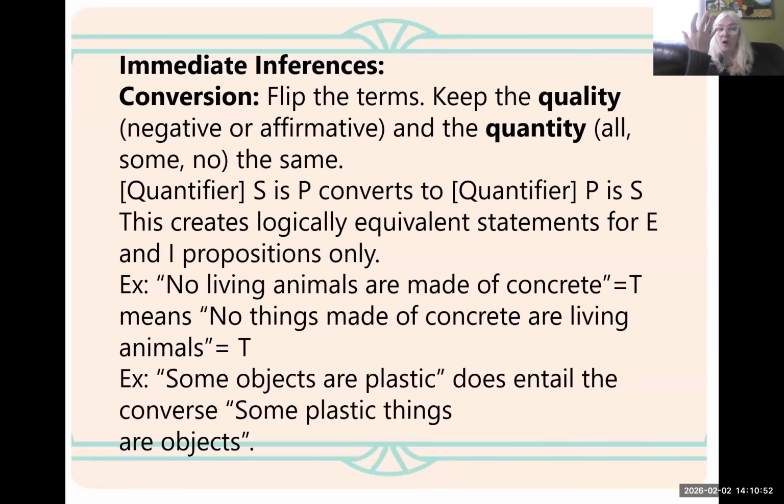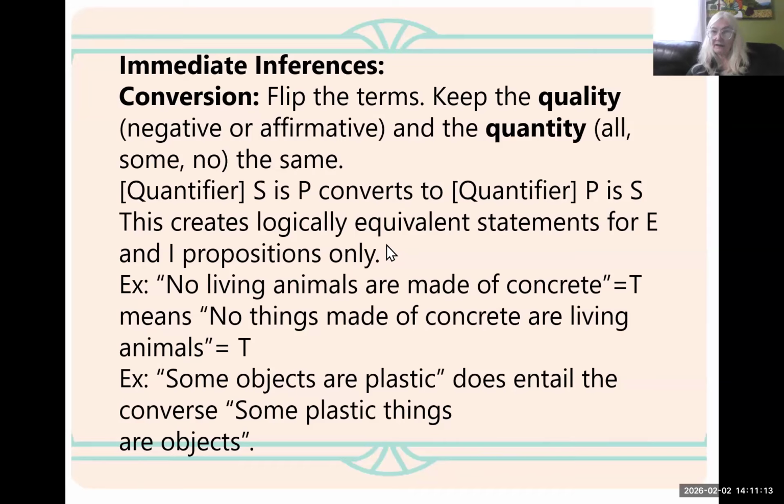So you want to keep the quality. So if it's negative, you want to keep it negative. If it's affirmative, you keep affirmative. Okay. And you want to keep the quantity. So if it says all, then you keep all. If it says no, you keep no, et cetera, et cetera. And then you're just going to flip the subject and the predicate. Okay.